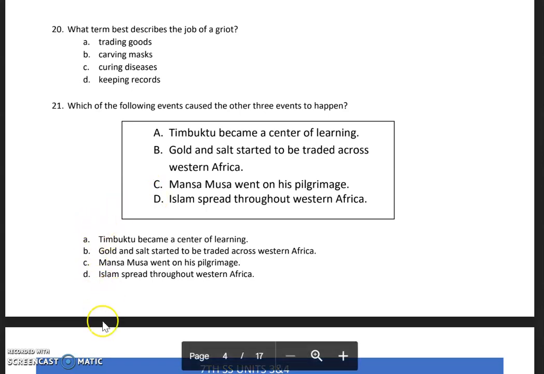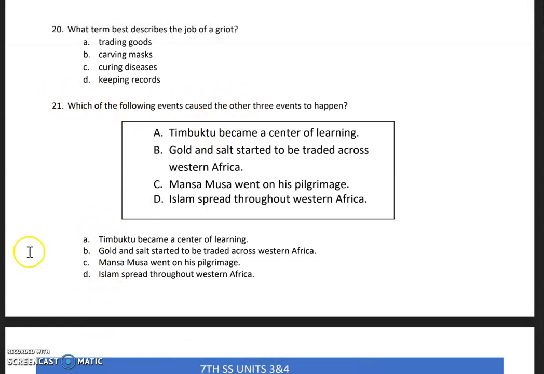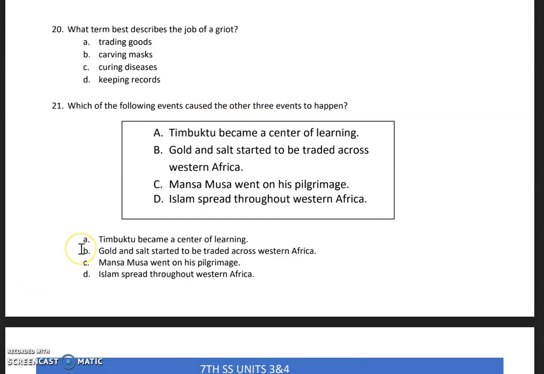They're in the same order here, but I'm going to read them again. Which of the following events caused the other three events to happen? A. Timbuktu became a center of learning. B. Gold and salt started to be traded across Western Africa. C. Mansa Musa went on his pilgrimage. D. Islam spread throughout Western Africa.